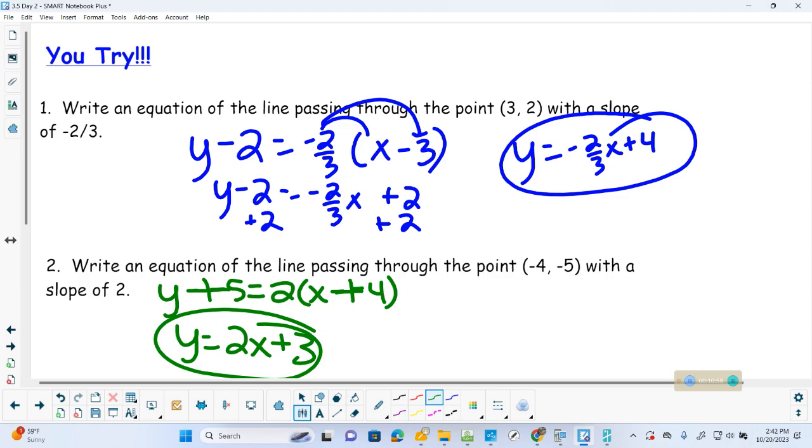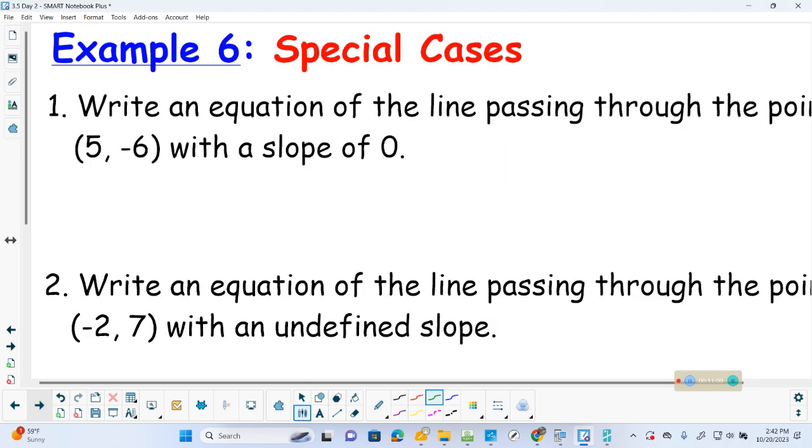Okay, 2 to go, and there's some special cases, so let's talk about these. Easy, I promise. First up, you could do the same thing we've been doing: y minus negative 6 equals 0, x minus 5. But I'm not even going to do that much work, because slope is 0. What type of line is that? Vertical or horizontal? Horizontal, good.